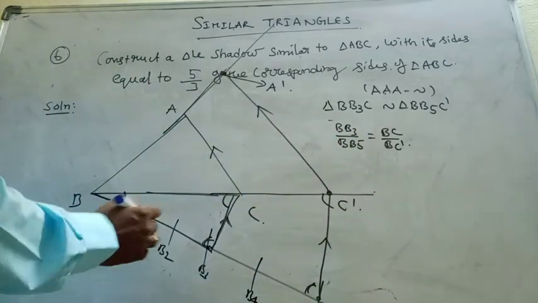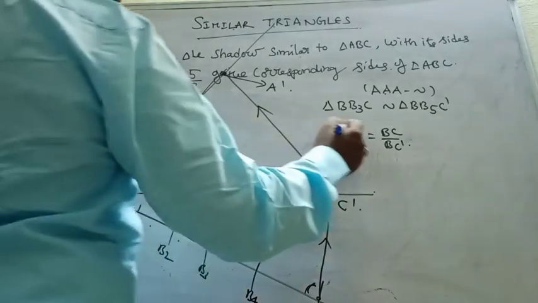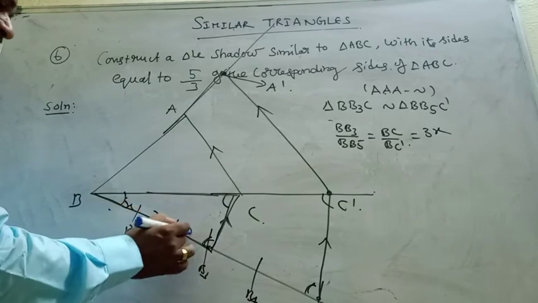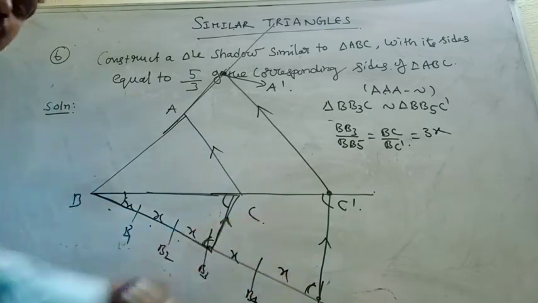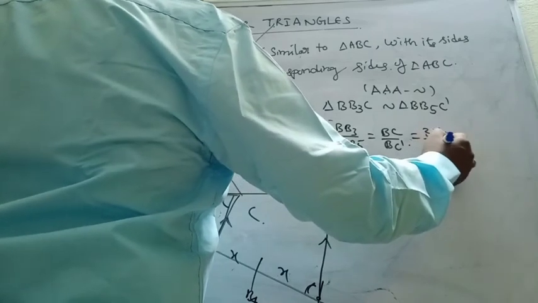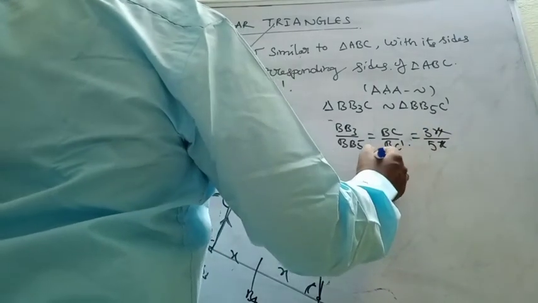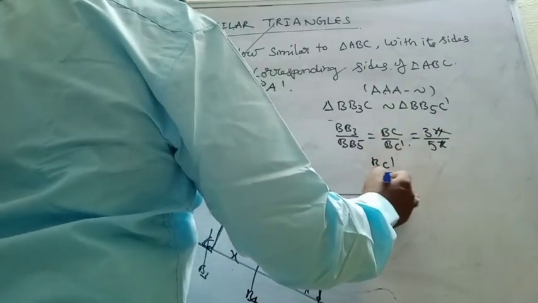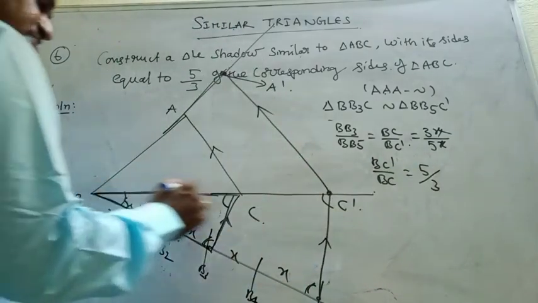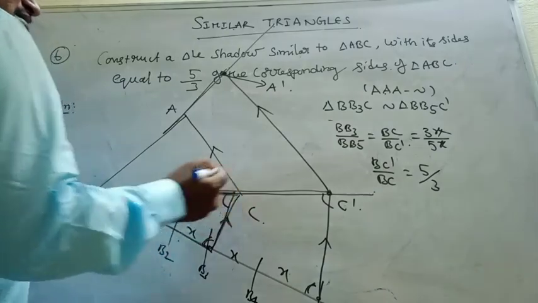Wonderful. BB3 is actually 3 equal parts. If you take each equal part as x, then BB3 is 3x, and you are having here BB5 as 5x. Now this is 3 by 5. That means now BC' by BC is equal to 5 by 3. Now see, my dear students, BC' by BC is 5 by 3.